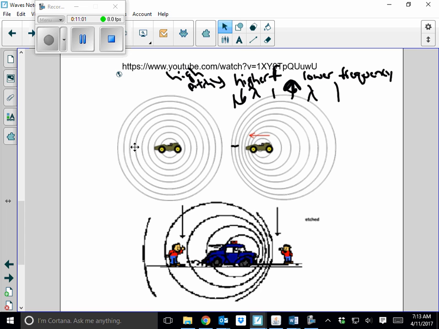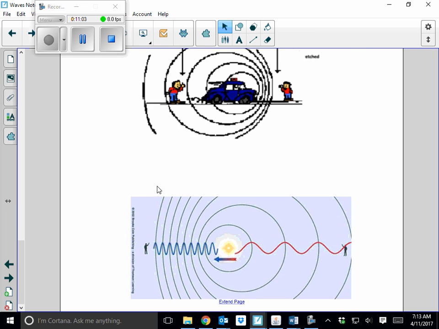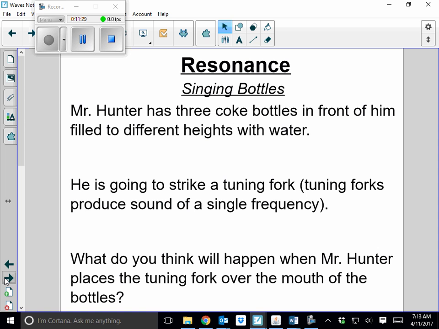And light does the same thing. I have an example of a sun, and this is how we know our universe is expanding. When we look at light from distant stars, we see a redshift, which means they're getting further and further away from us, because the wavelength is spread out. Whereas if something is moving towards us, we see a blueshift in the light, because it's a shorter wavelength and higher frequency.